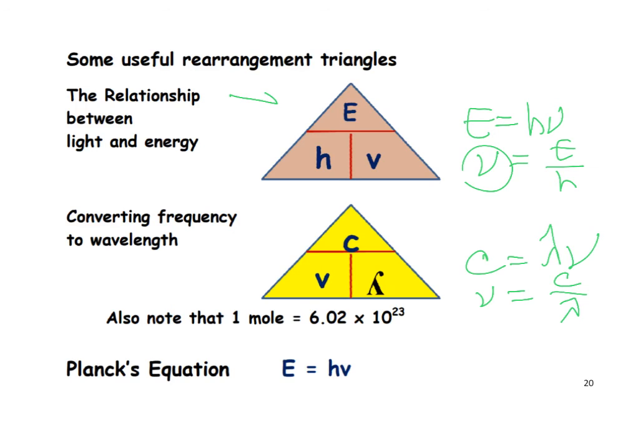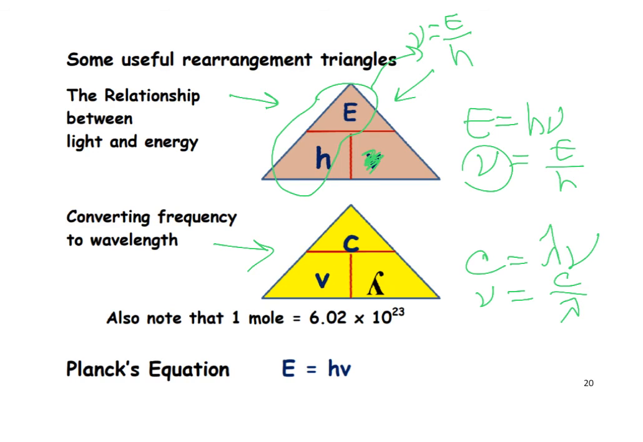you may find these rearrangement triangles handy. So if you use one of those, just to remind you if you haven't used them before, whatever you're solving for, you cover up. So let's say on the top one that I ask you to solve for frequency. So you would put your finger over the frequency, and what's left is the equation you use. So if you're solving for frequency, that means frequency is energy, because E is on top, over Planck's constant.